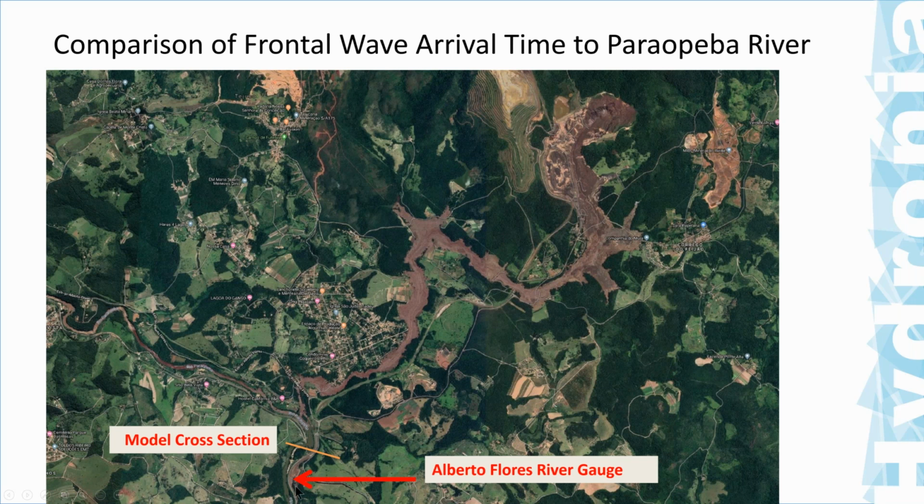Now we also wanted to compare timing, and to compare times, it happens that there is a gauge on the Paraopeba River here downstream from the dam, actually upstream from the confluence of this river with the Paraopeba River. So the mud came here, and what happened is that the mud blocked to a certain extent the river here before being washed away by the river flow, and we wanted to see if the gauge was capturing that blocking, and if so, how we could use this data to compare with the model results. So we did a cross section here, and then we wanted to see the timing.